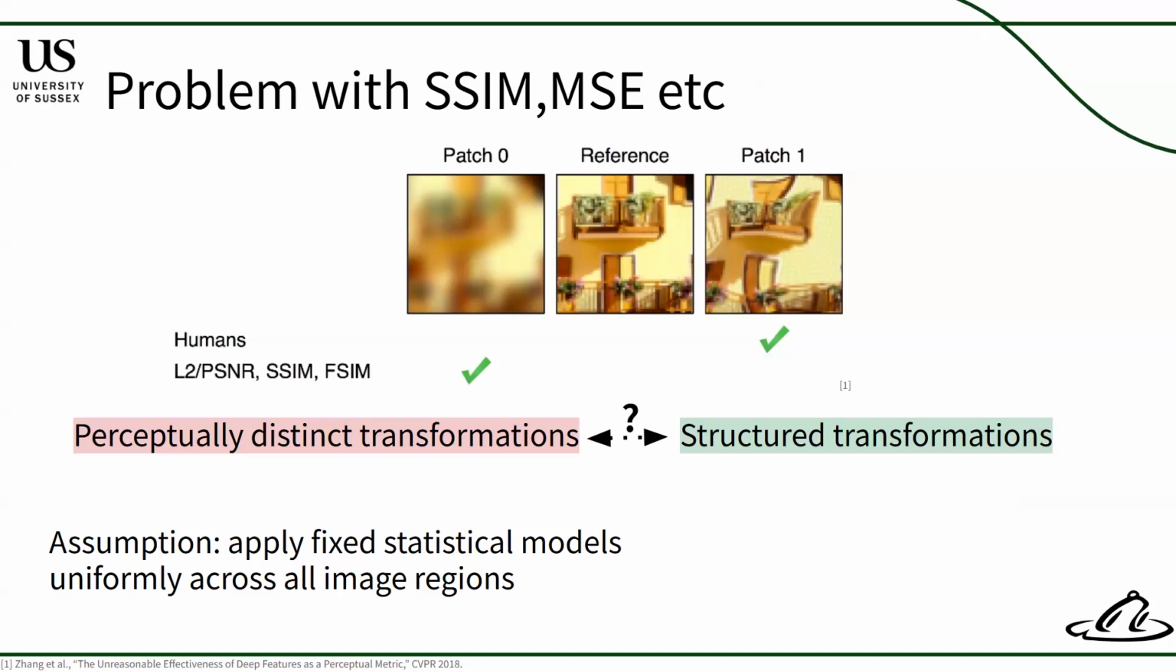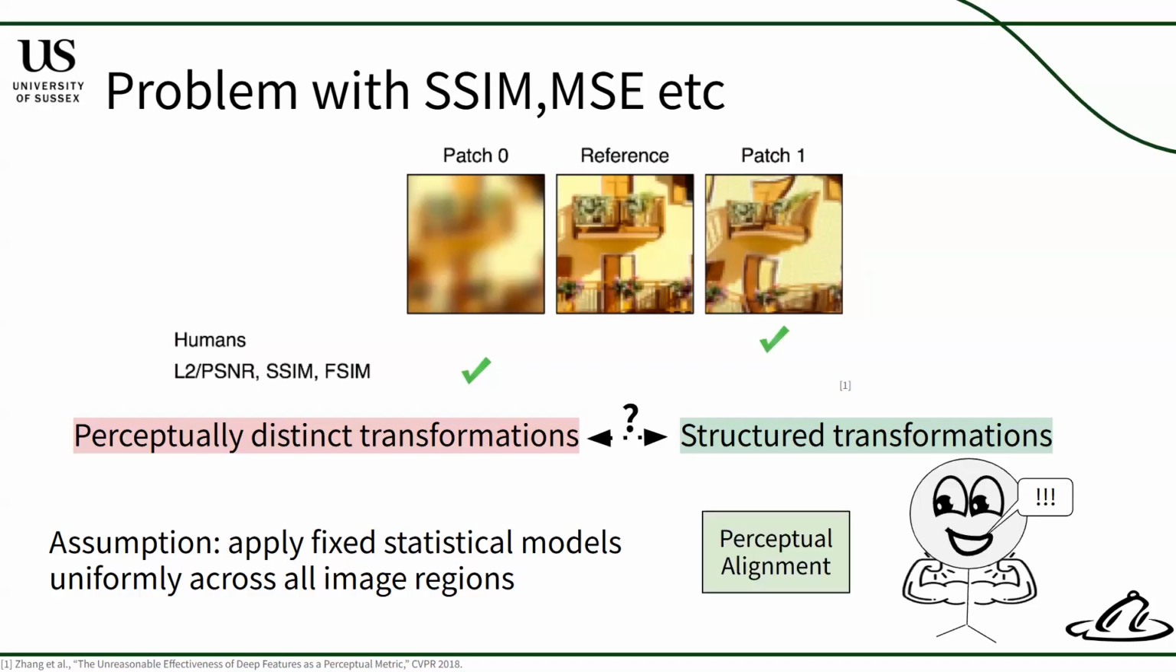So in the example on the top here, humans were asked which one of two patches is closer to the reference image in the middle. And we would all agree that patch 1 is closer to the one in the middle, whereas these pixel-wise methods would say that patch 0 is closer, maybe because on a low-level pixel scale there's less of a change. So sadly, these metrics fail to align with human perception.